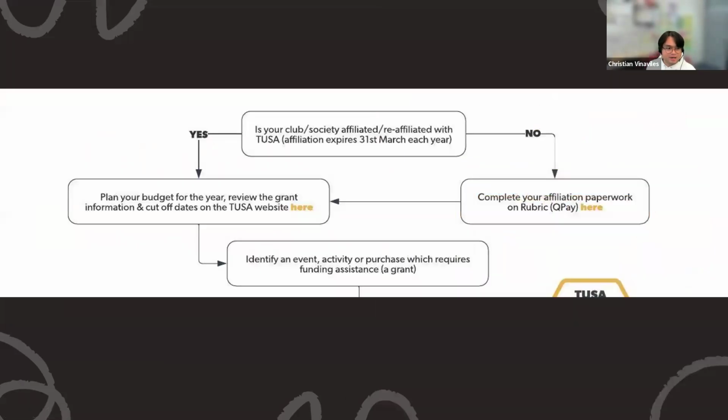Ingrid, did you want to talk about the first half of this one? So just going back to what Chris said, your society, first of all, has to be affiliated through Rubric. Once you submit your paperwork, which is your AGM minutes, your committee re-affiliation form, and your membership list, we look at that and approve that. Once that's done, you would look at submitting your grant. You would have to submit your budget for the year, review the grant information, look at the cutoff dates on the TUSA website, and then identify your event or activity and work out what you want your grant for.